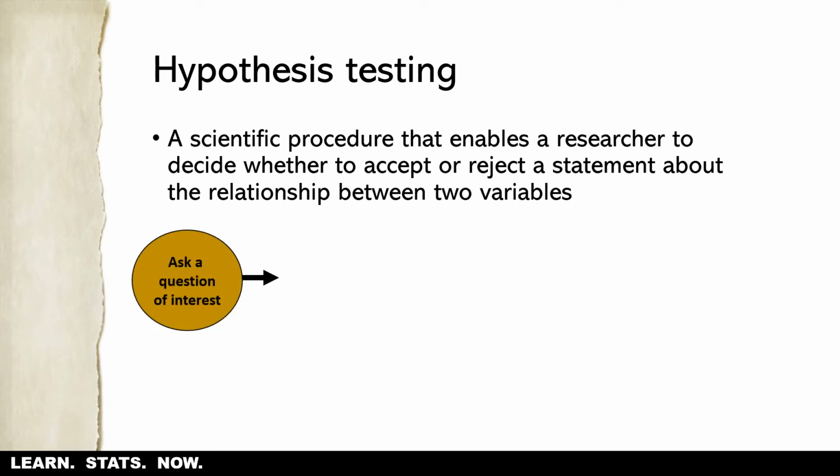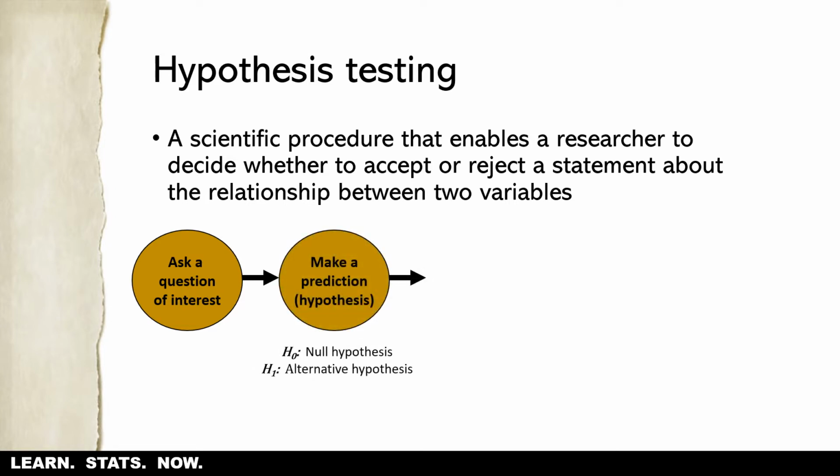Now the process is pretty straightforward. We're going to ask a research question of interest, and we're going to make a prediction about the answer to that question. Now the prediction is in fact the hypothesis, and we really break down the prediction into two kinds of hypotheses. The first is called the null hypothesis, and the second is called the alternative hypothesis or the research hypothesis.